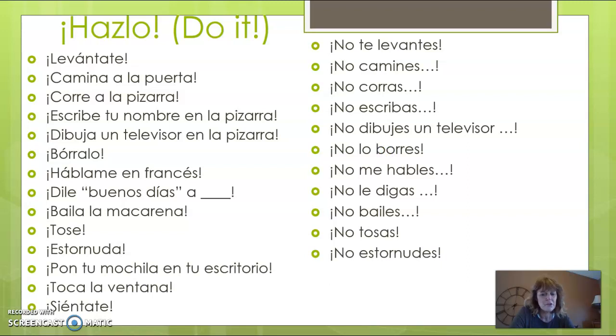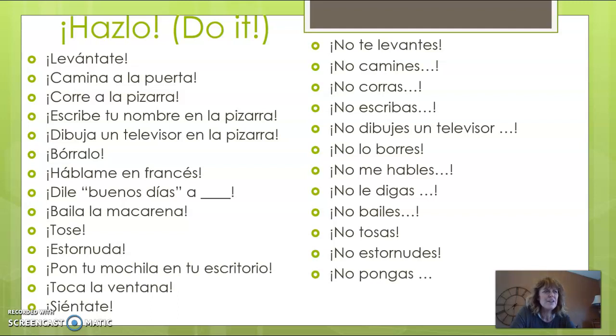Okay, now, this might be a tricky one. Don't put your backpack on the desk. Now, remember back up to dile, no le digas? The yo form of decir was digo. We have other go verbs, right? Like tengo, vengo, salgo, traigo, pongo. So don't put your backpack. See if you can come up with it before I click it in. No pongas. There it is. No pongas tu mochila.